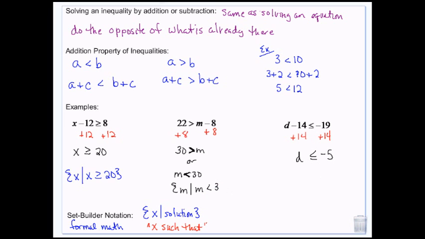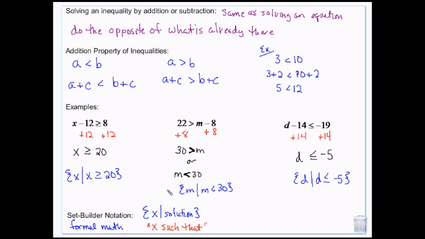I should make that blue again so it stands out. M such that m is less than 30. D such that d is less than or equal to negative 5. Now with set builder notation, your solution needs to have your variable first. So you could technically write m such that 30 is greater than m. It's just not technically pristine.